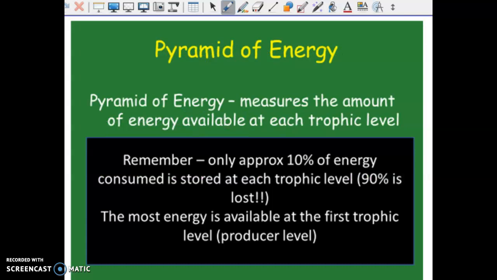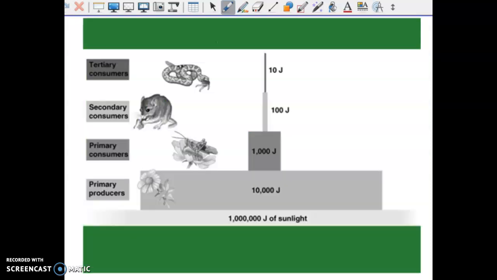So the key to remember when you're looking at pyramids of energy is that 10% of the energy is brought to the next trophic level. 90% of the energy is lost. So the level that should have the highest amount of energy is always trophic level number 1 with your producers. So here is a picture for an energy pyramid.